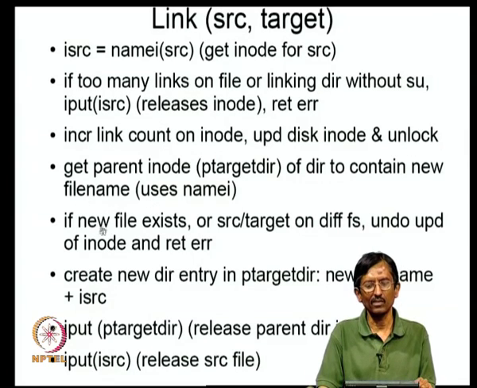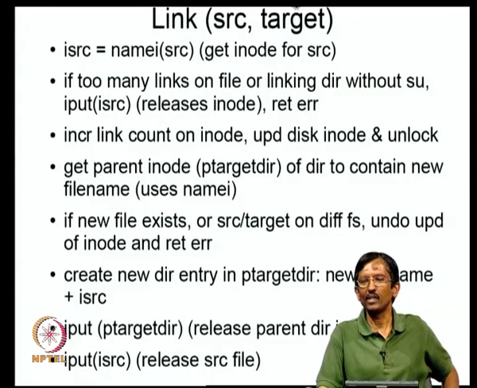Now standard things: if the new file exists or source and target are on different file systems, something is not okay, we can drop it. So if the new file already exists in the directory where it has to be put, you can't do it. Source and target on different file systems: now you are doing what is called a hard link. A hard link demands that, because you are sharing the inode, you are not creating any new data, you are just creating a new name in the file system namespace and pointing to the same object. So it has only one representation.